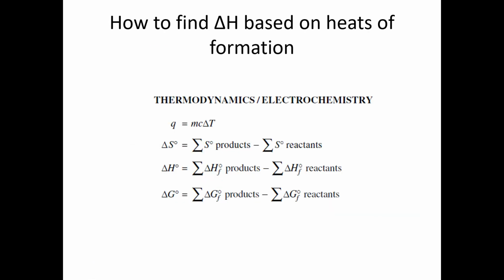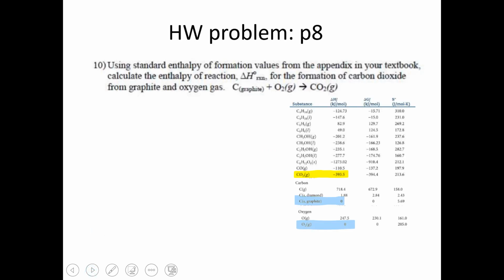And if you look on your equation sheet, this is what the equation section looks like. So we've already used the calorimetry equation, and right now we're looking at this equation right here. It's the third one down. So for heats of formation, it's the sum of the products minus the sum of the reactants. We'll talk about those other 2 equations later.